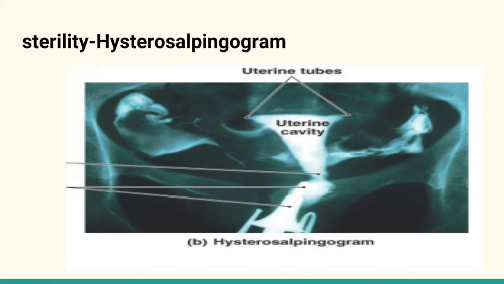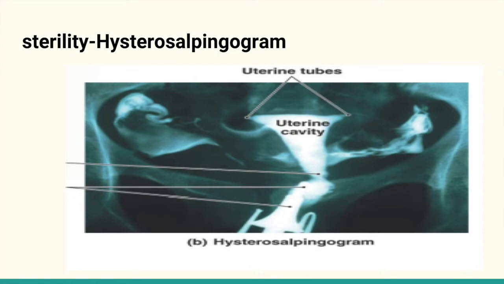To know the patency of the lumen of the fallopian tube, two tests can be done. One is Rubin's test. In Rubin's test, air will be blown into the uterine cavity. This air enters into the fallopian tube and leaks into the peritoneal cavity through the abdomen. The other test is hysterosalpingogram.